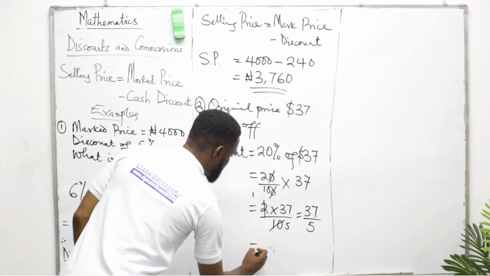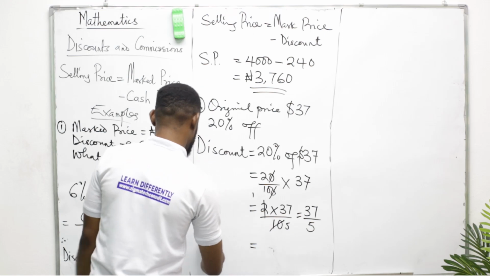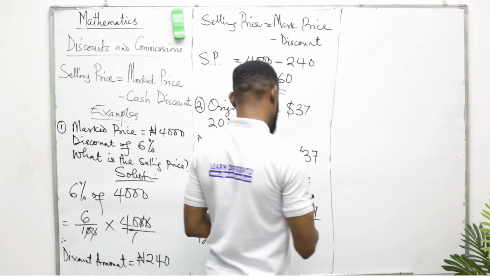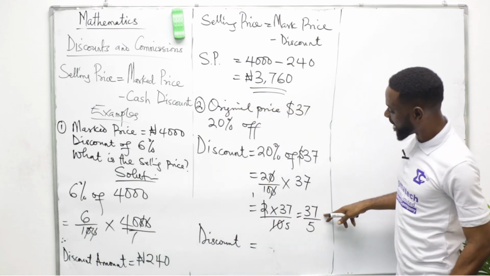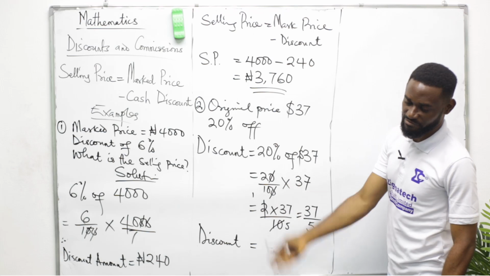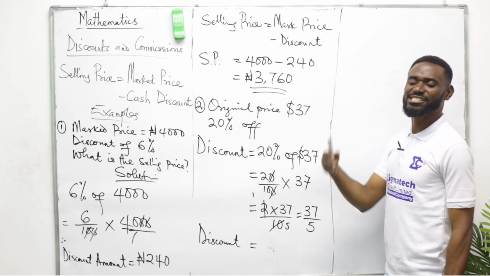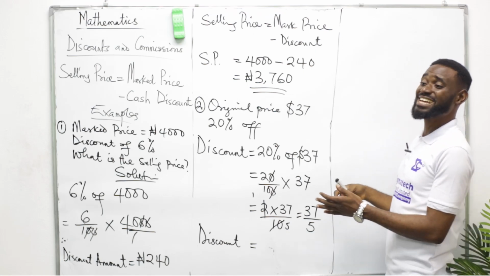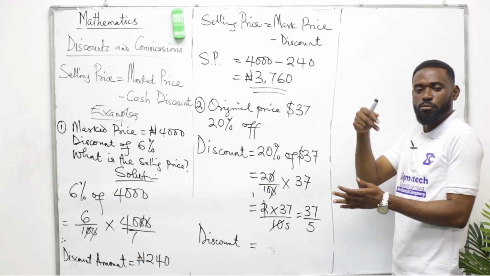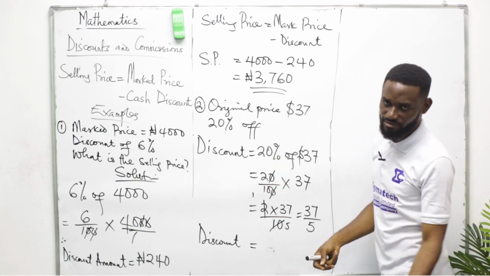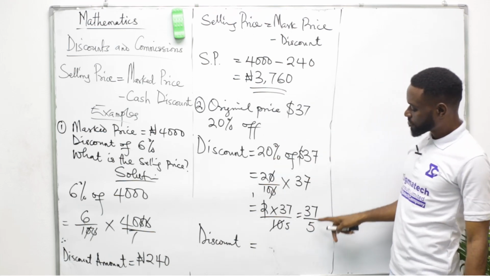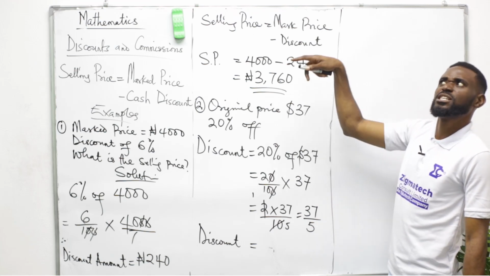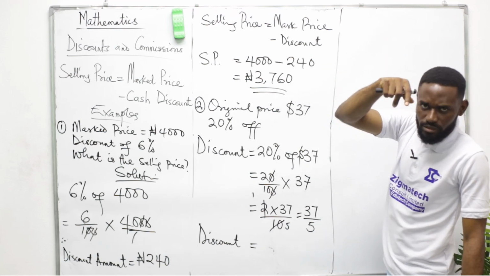Okay? So let's go to see what the discount will be now. The discount. So we're having 37 divided by 5. The nearest number to 37 that is a multiple of 5 is 35. Okay? Because 5 divided into 37, there will be a remainder. So at what point will it divide so that the remainder will come? That is what I'm talking about.